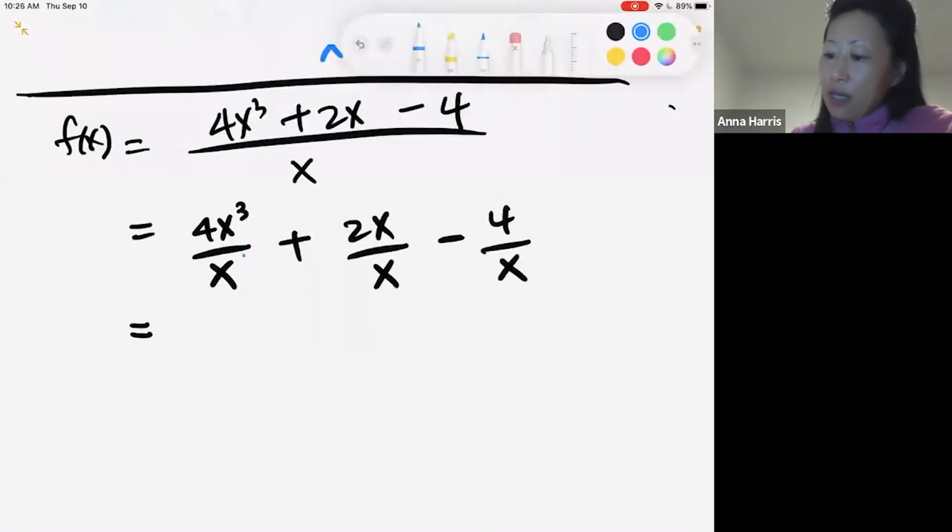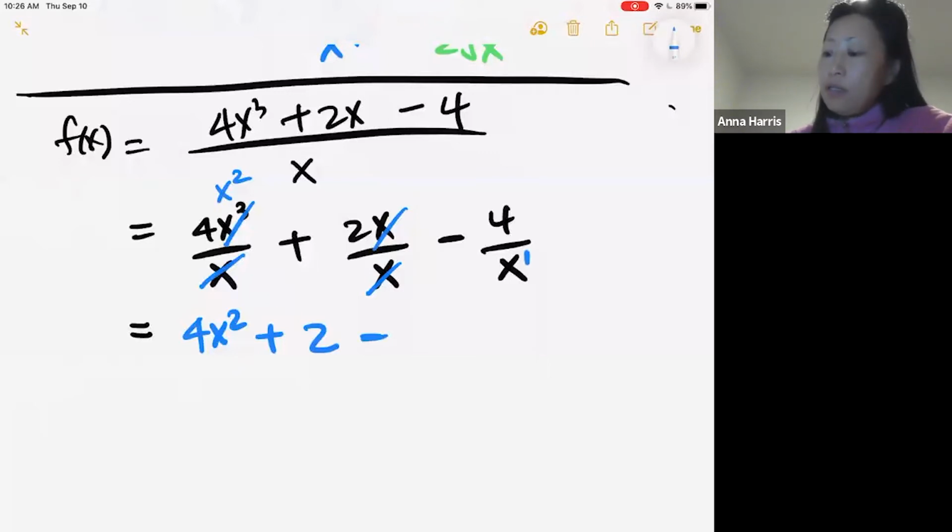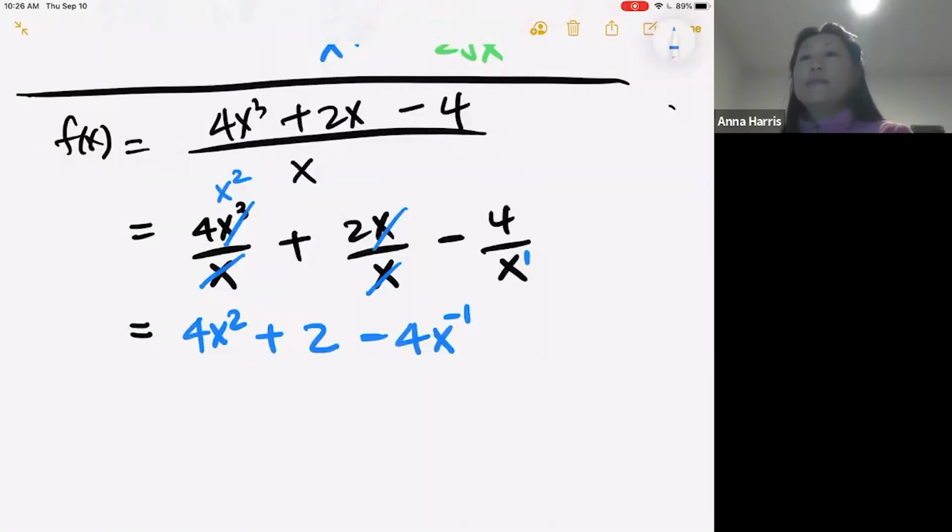Then you're going to say, okay, that and that cancel out to be x squared. And that cancels out, there's nothing there. So I have 4x squared plus simply 2. And then minus, remember this is 1 power, so I'm going to rewrite it as 4 times x to the negative 1 power. Okay, are you following me, class? Any questions so far? You need to rewrite your radical problem into individual terms, and then you simplify it.